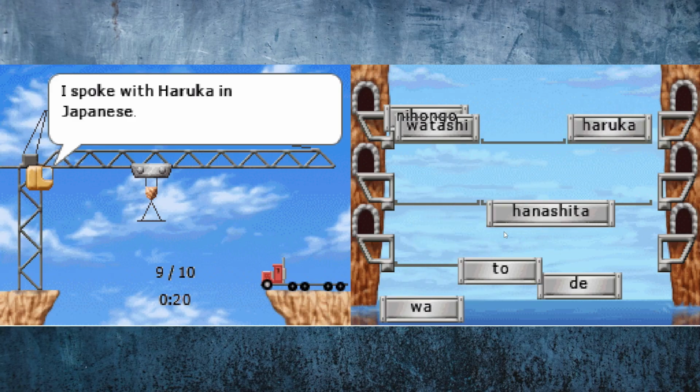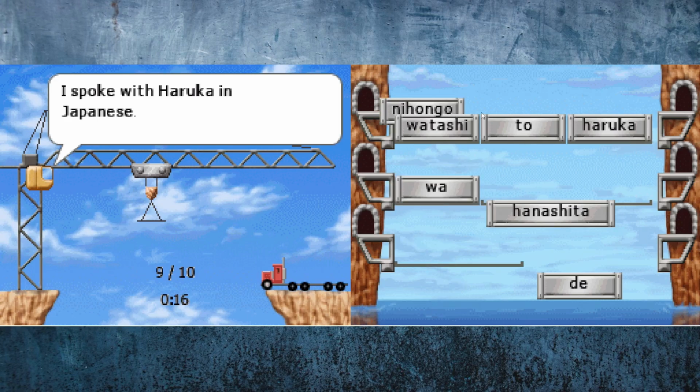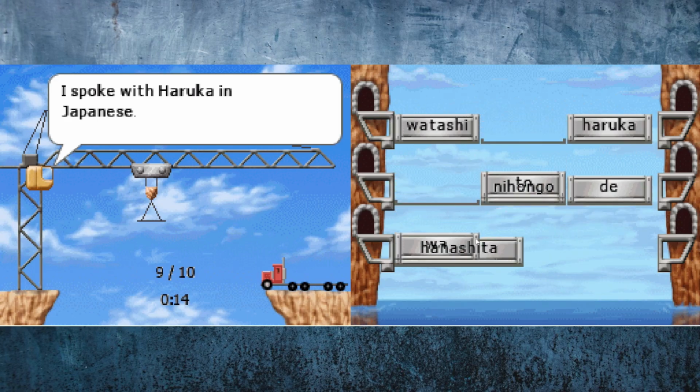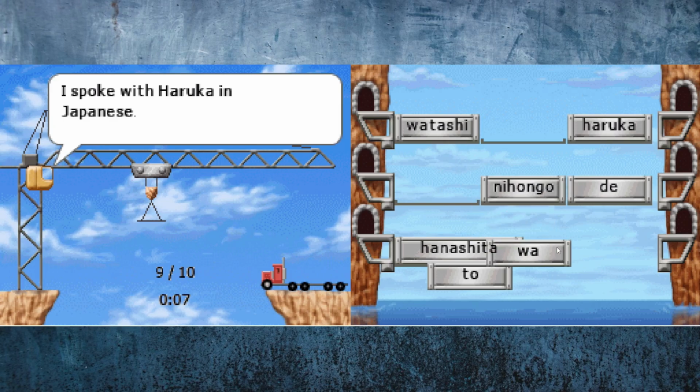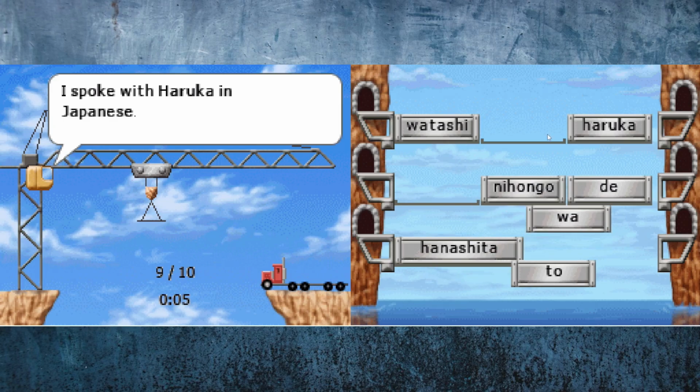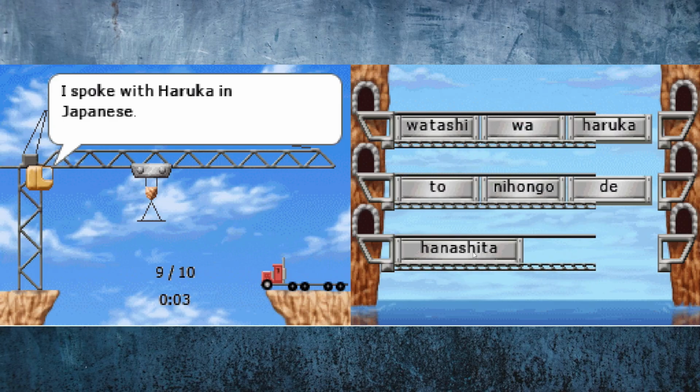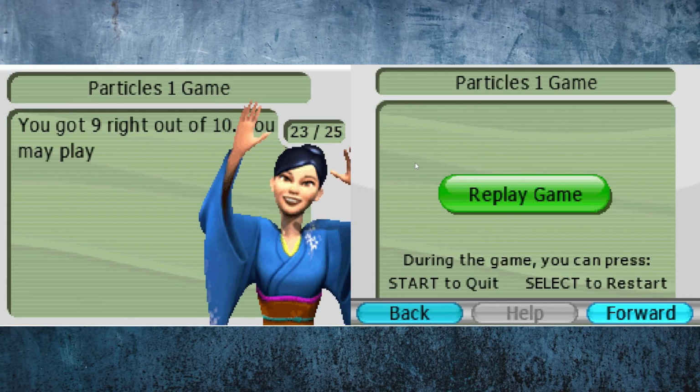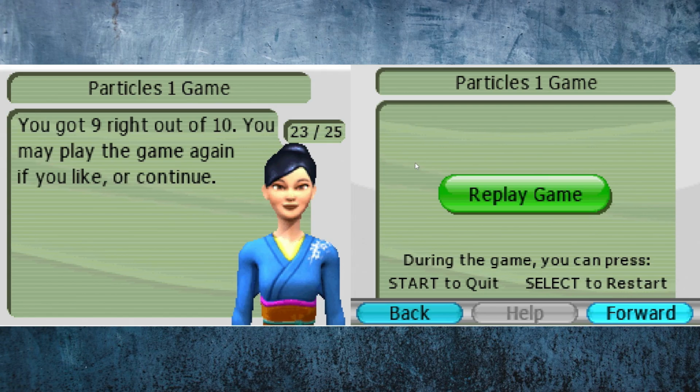Oh my gosh. Haruka wa Nihongo de hanashita. Oh, what? Watashi wa Haruka to. Oh, we don't have enough time. はるかと日本語で話した。 Well, I hope you guys know how particles are used or understand how it's used better.